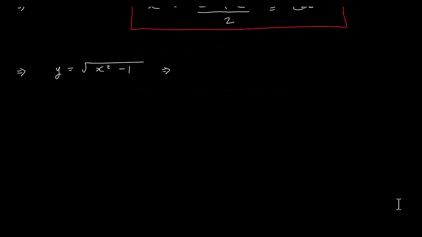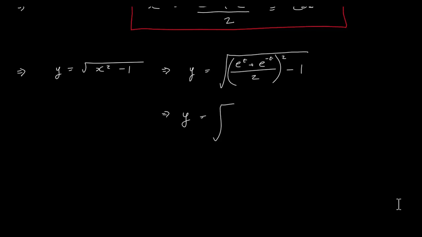Okay, so let's substitute in our x here. So this will give us y is equal to the square root of e to the power of t plus e to the power minus t over 2. All of that we need to square and then subtract 1. So let's just square that out.